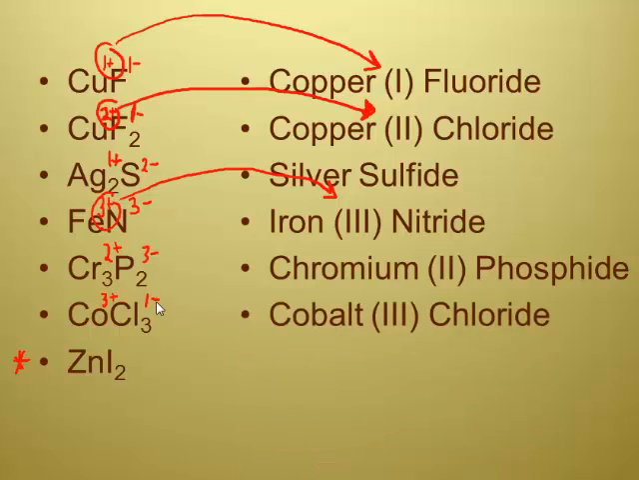And check this out. I've got a star next to this one because it's one of the exceptions to the rules. I do not need a Roman numeral because zinc only has 1 charge, and it comes right off the periodic table. So I can just call it zinc iodide.